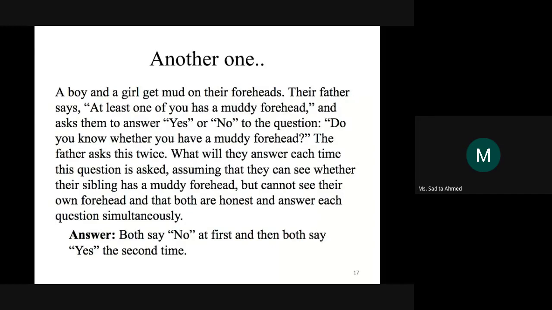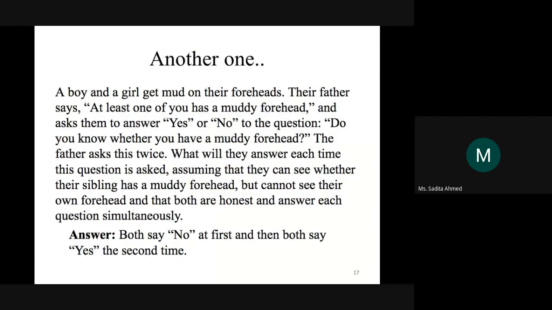Now, both of them said no and both of them heard each other. So, again, go into the boy's head. What will be the first thing that will occur in the boy's head? Okay, she said no. She can see my forehead. Now, what are the possible scenarios? I know that she has a muddy forehead. Where was the confusion? The first time, why did the boy say no? He can see that the girl has a muddy forehead, but he does not know about himself, whether he has a muddy forehead or not. That's why the boy said no.